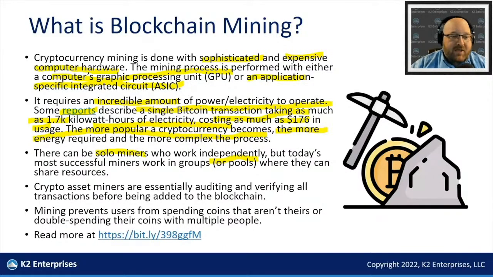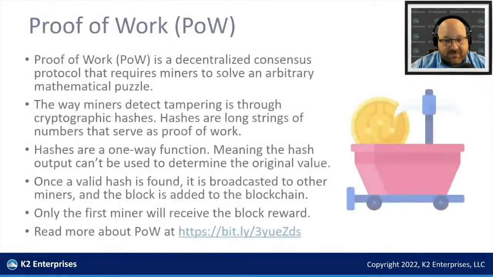Now, what are these people actually doing while they're solving problems? Crypto asset miners are essentially auditing or verifying the transactions before they're added to the blockchain, and they're doing so as quickly and as efficiently as they possibly can. They're looking to make sure that users aren't spending coins that aren't theirs, that they're not double spending out of their accounts, and more. That's ultimately what this particular process does.